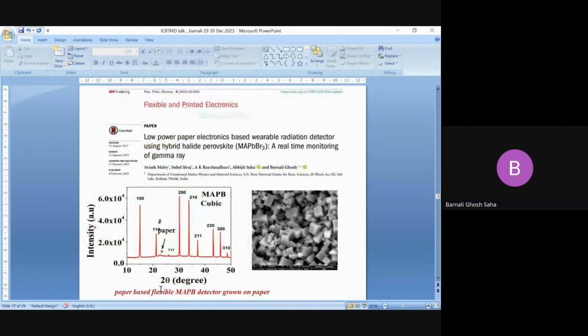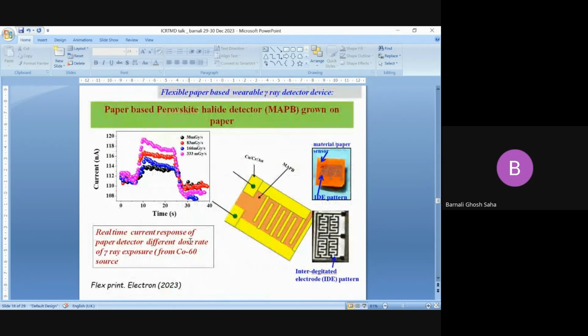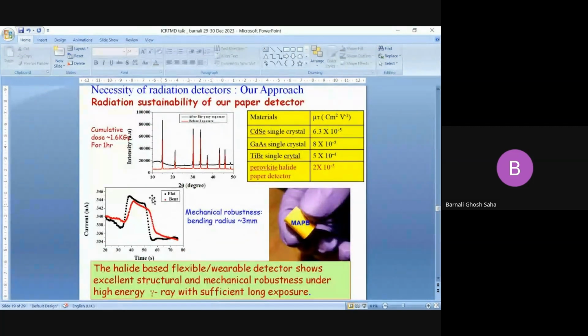So this is the structure and this is the morphology. And this is the actual device. This is the original device, and on top of it we put the electrical contact and do the measurement. This is the real-time current response of the paper detector at different dose rates. And after this we check the radiation sustainability of our detector.